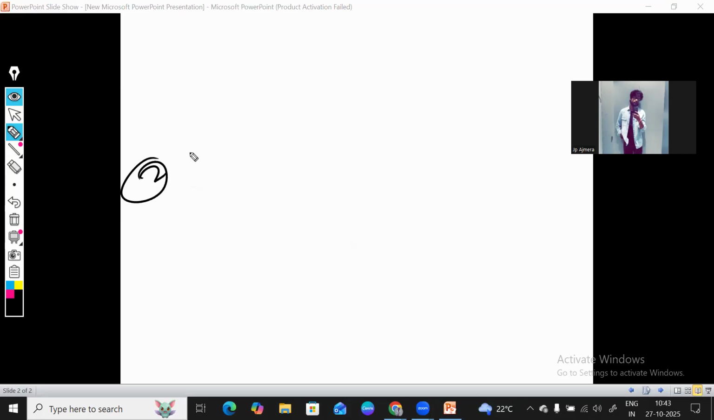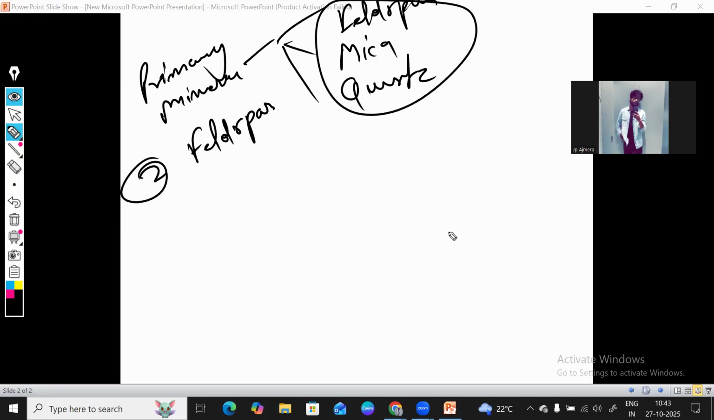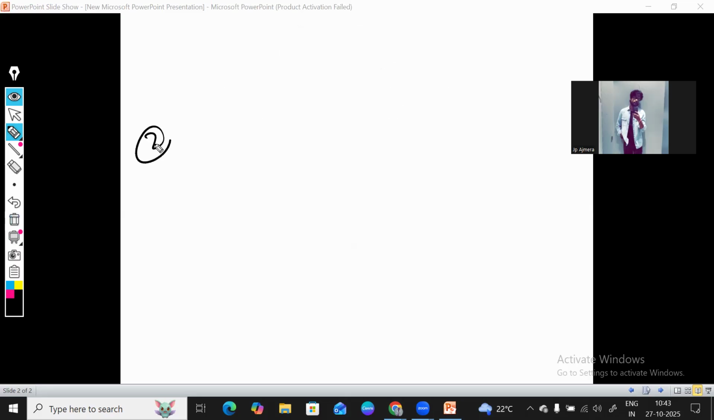The second mineral is feldspar. By the way, these are the primary minerals we are talking about, not primary rocks. The primary minerals are three: first feldspar, second mica, and third quartz. These are the primary minerals from which the secondary minerals are formed, and they are dominant in the soil. Quartz we already discussed, so the second we are going to discuss is feldspar.